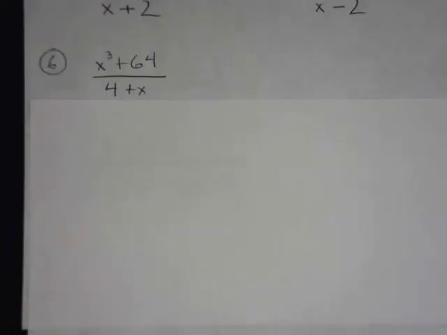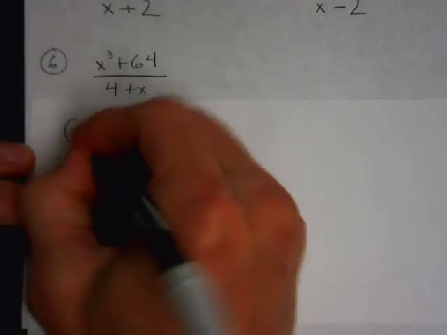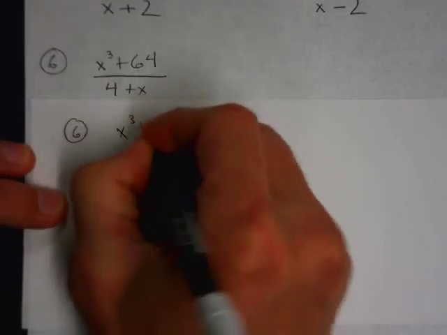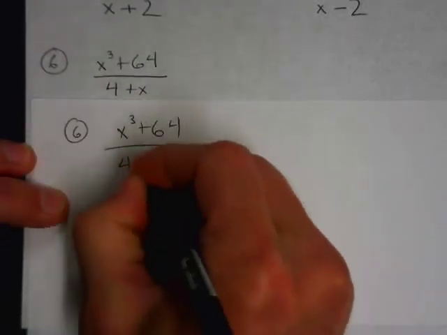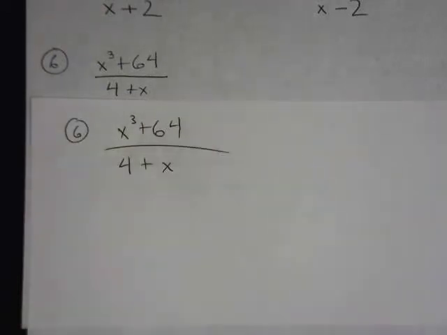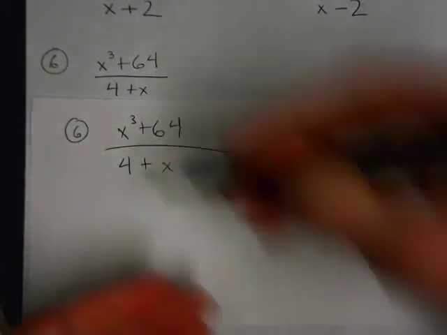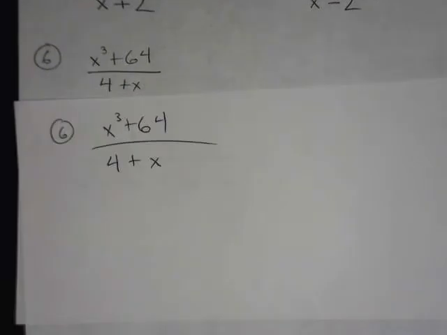So we have our next expression, x cubed plus 64 in the numerator, and in the denominator, 4 plus x. Now remember what we cannot do. We cannot cancel this way, because these are being added. Can we express this as multiplication? And hopefully you're recognizing something.